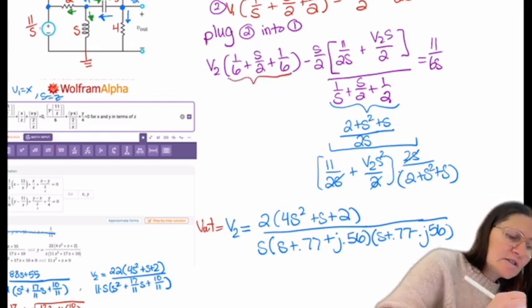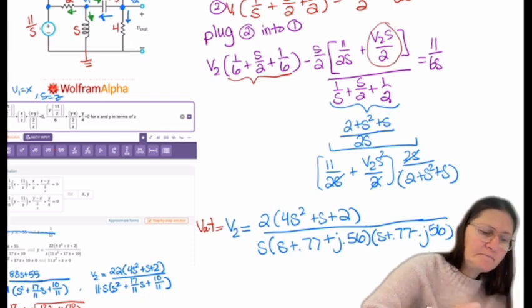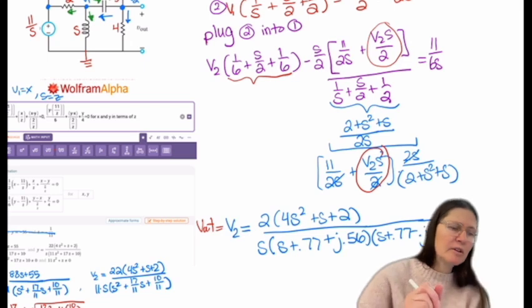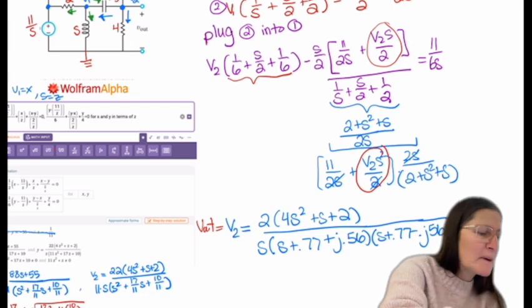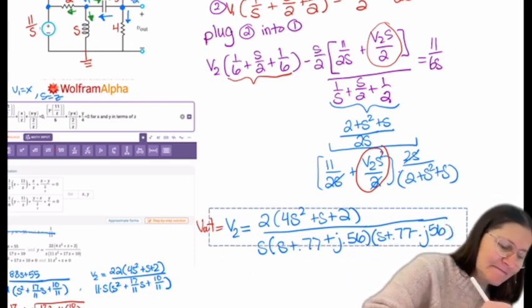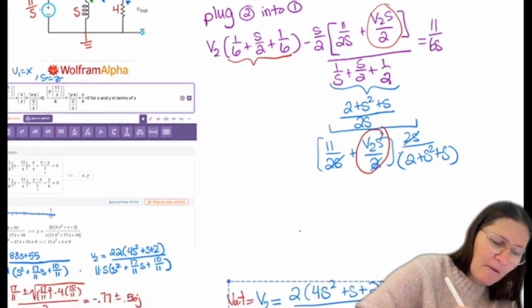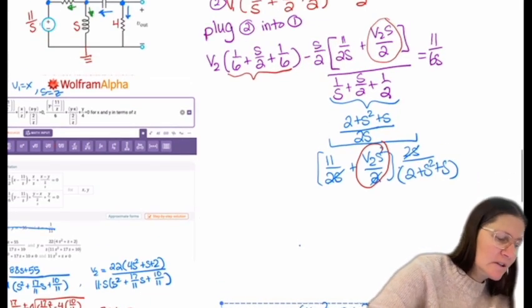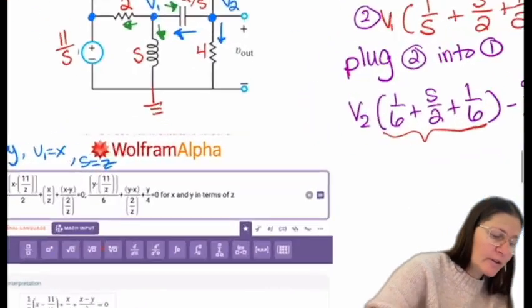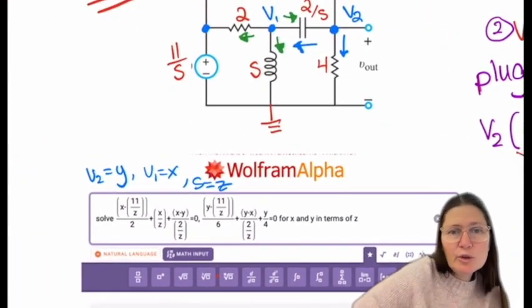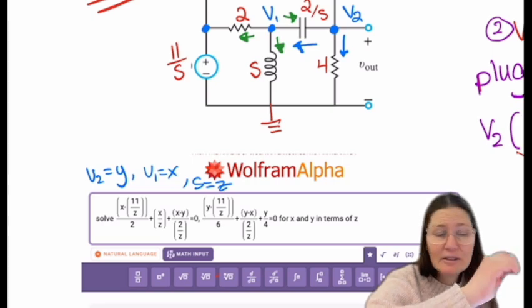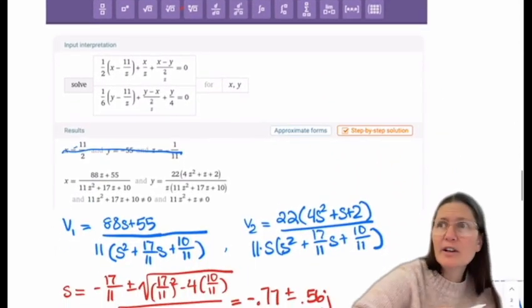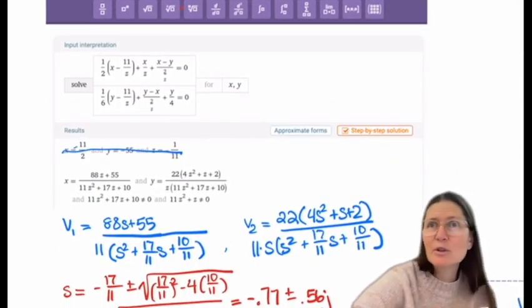So yeah, here I just combined, well, it ended up being this one. Okay, I'll go back through that then. But is that something that we could plug into Wolfram? Once we get our two equations, those are the two equations just typed in there. Then you type it in and it'll give you that. It gave me x and y in terms of z, which is my s squared.